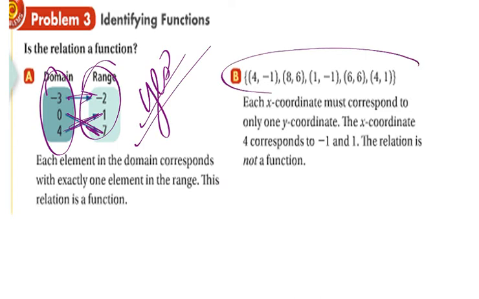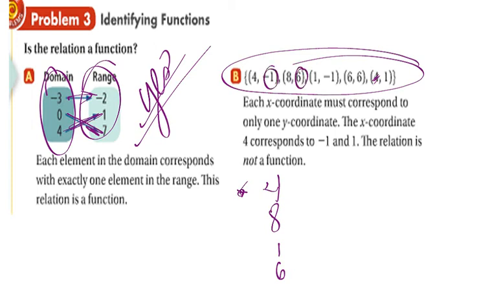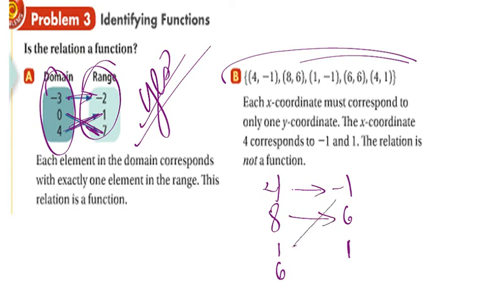Now let's look at the next thing. Let's make a mapping diagram for this one. It says 4 and 8. 1, 6, and then we have 4 again, which we already have, so I'm not going to do it again. All right, now for the range, we have negative 1, 6, and another negative 1, another 6, and a 1. So there are my maps. So now I'm going to diagram them. So we're going to have 4 goes to negative 1, 8 goes to 6, 1 goes to negative 1, 6 goes to 6, and 4 goes to 1.